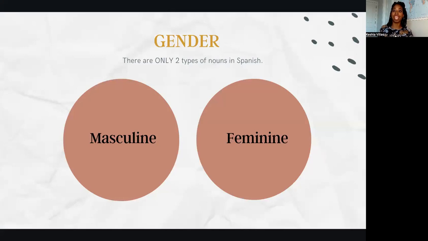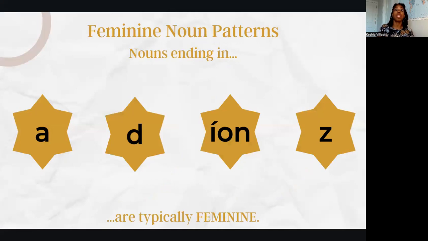This is just a quick review, but we already talked about it. There are two types of nouns in Spanish. There are nouns that are masculine. There are nouns that are feminine. Now, remember, a noun is a person, place, or thing. So we're not talking about verbs here or adjectives. We're specifically talking about nouns. Okay, first, let's share the feminine noun patterns. Nouns ending in A, which we talked about last time, D, ION, and Z are typically feminine.